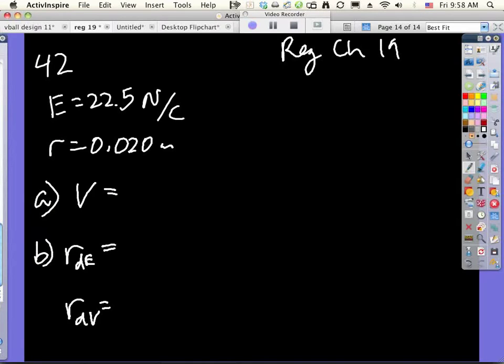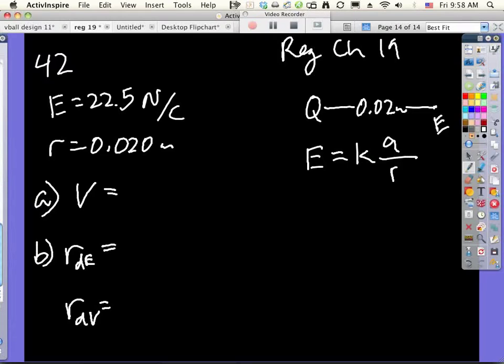All right, the equation for electric potential. If we know that there is some charge Q and a distance of 0.02 meters, and that the electric field at that distance is that value, we just use the equation. We know the electric field is kQ over r squared, so we can say Q is equal to E r squared over k.